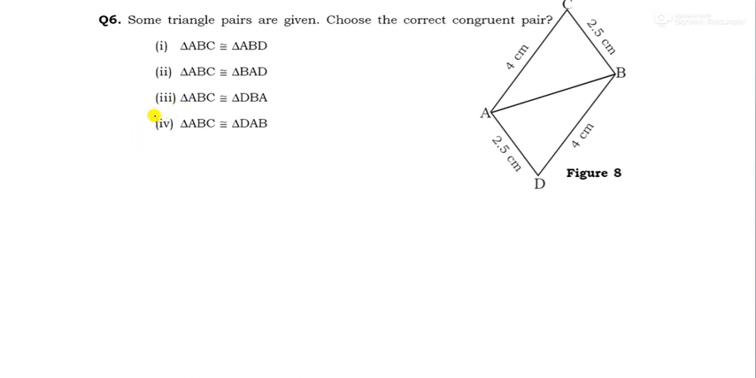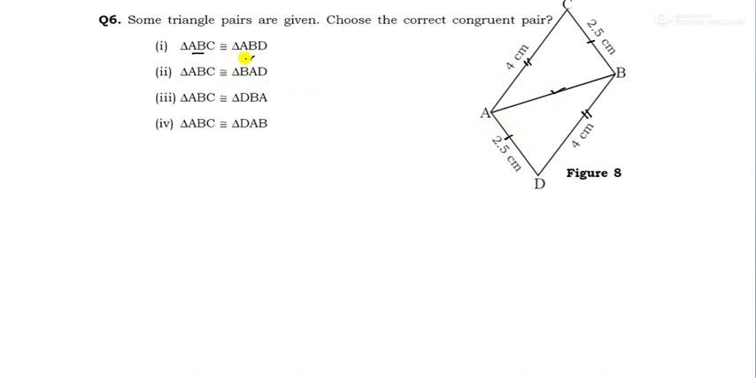Come to the sixth question. Some triangle pairs are given here. Choose the correct pair. How can we choose the correct pair? ABC. Where is AB? First of all, you can put a single line, double line. It is 2.5, so write the single line. And here is 4 centimeters. Now write the double line. So it is 4 centimeters, and it is common. Yes, correct. So first of all, check this one, whether it is correct or not. AB, where is AB? This one is AB. It is common in both.